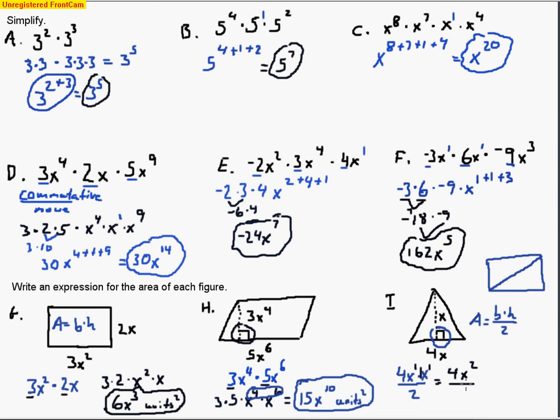But then I need to cut it in half. And so when I cut it in half, we're just dealing with the coefficients here. And so when I do the 2 into 4, 2 goes into 4 2 times. So 2x squared would be my answer. So I just divided 2 into this 4. And those are units squared. And there would be our answer.